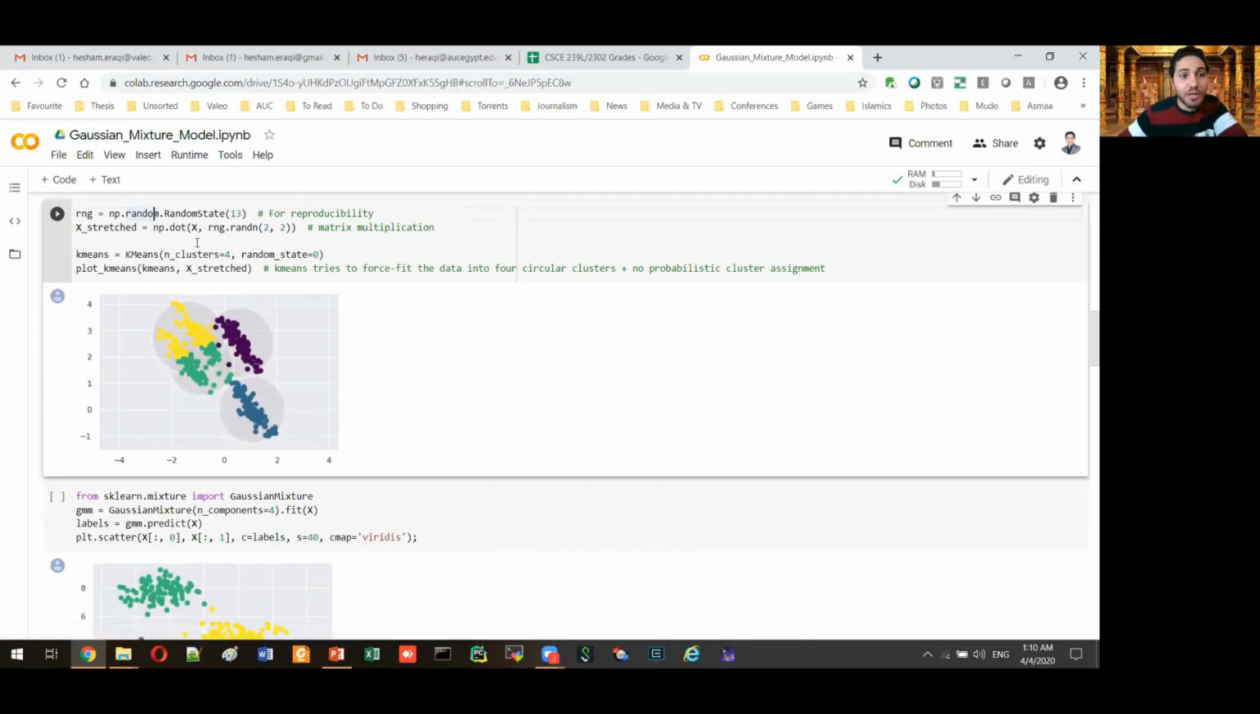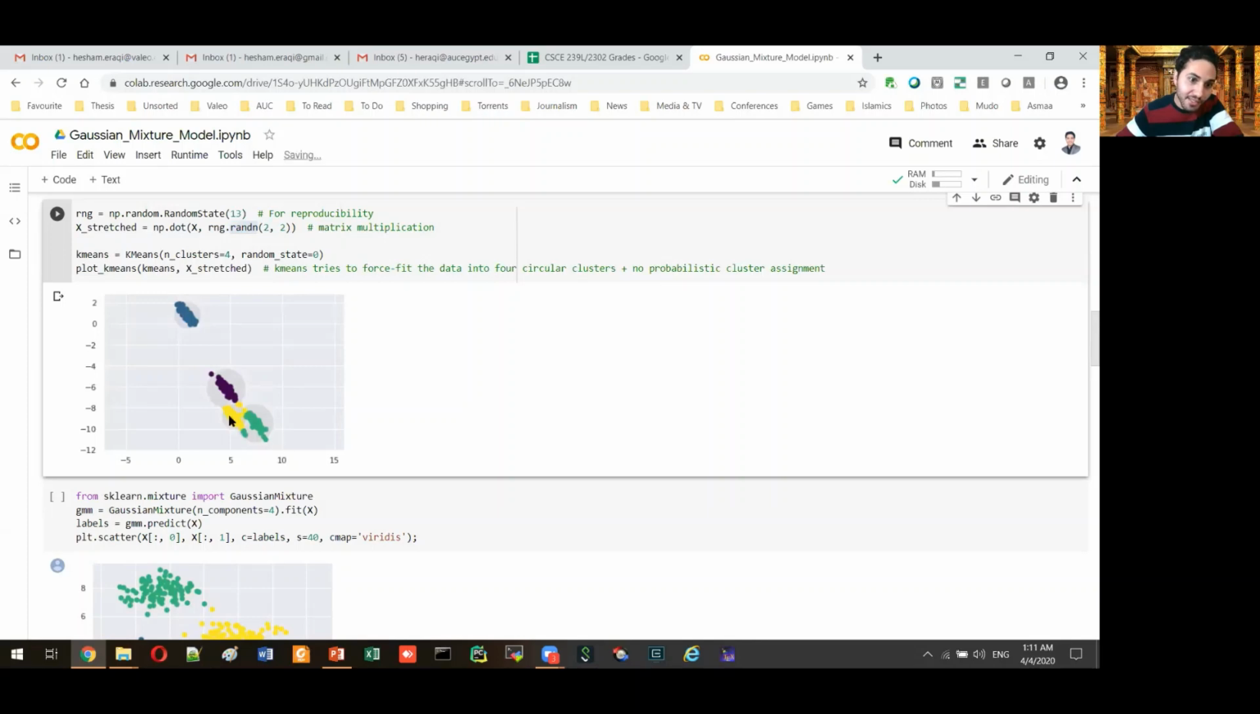And actually, I will do a matrix multiplication. I will multiply my 400 by 2 matrix holding my 400 2D data points by a random 2 by 2 matrix, which means that I'm doing a projection of my data. I'm projecting until my data is skewed, in order to check how the Gaussian mixture will be able to handle this data. So let's see what this projection will do to our data.